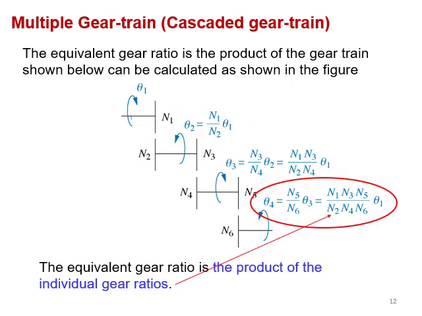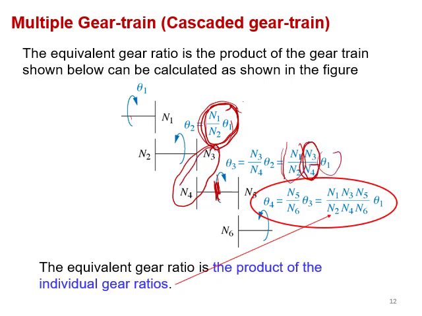So here it's theta 1 into n1 over n2. Now let us come to this shaft. At this shaft, the value of theta 1 at this level will be multiplied by the gear ratio, which will be n1 over n2 theta 1 into n3 over n4, as I mentioned. Similarly, when I come to the second level, it's going to be multiplied into n5 over n6.